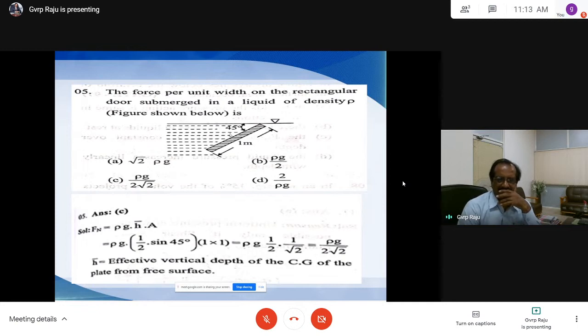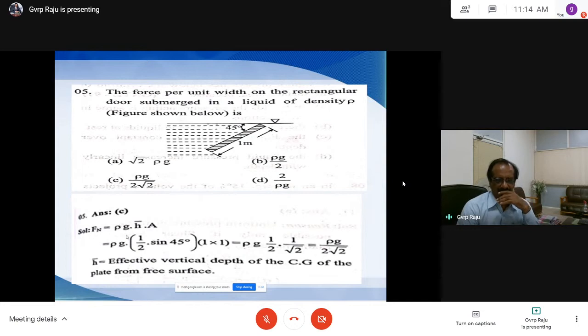And what is CG? Take the vertical distance, and the angle is theta. The CG is somewhere here, at a distance of 0.5, or 1 by 2. The vertical distance is what you require. So sin 45 is equal to x by 0.5, which means x is equal to 1 by 2 sin 45. And that is x bar, this is W, and this is A. So W, A, x bar.